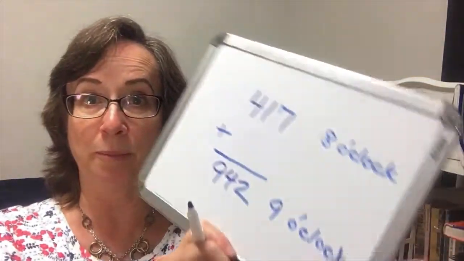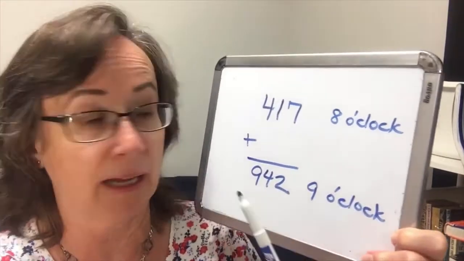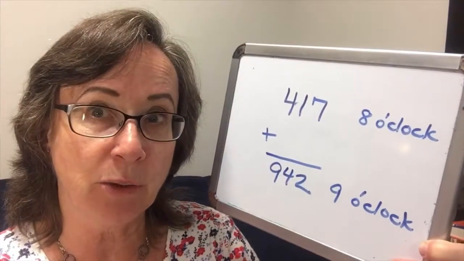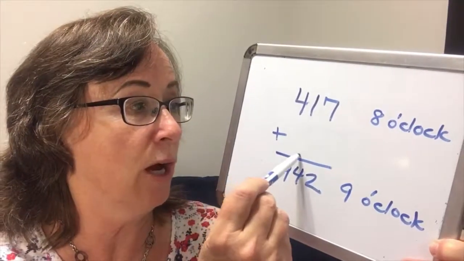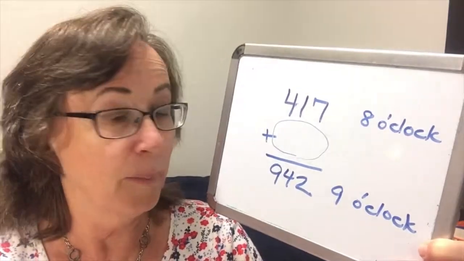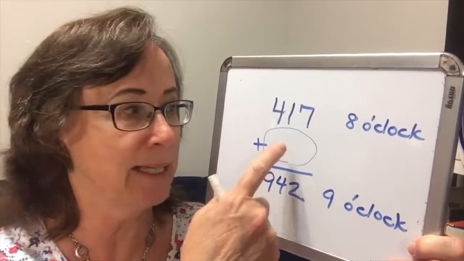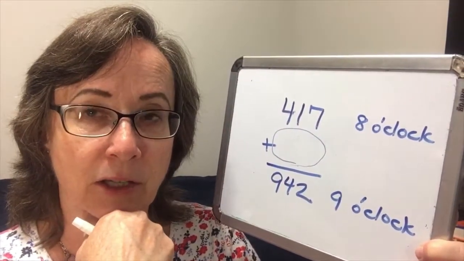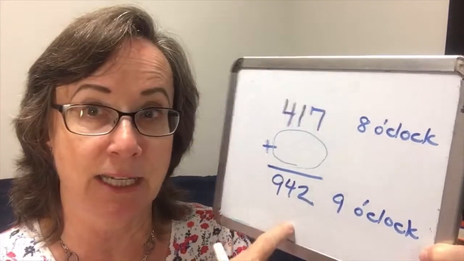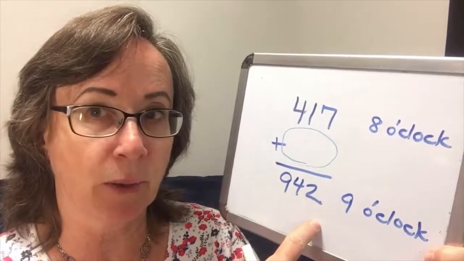Okay, so we have a storyboard here. We had 417 birds at 8 o'clock. And then by 9 o'clock, we have 942 birds. Now, we don't know how many were added here. Here's our missing number. But remember when we did our missing number section, if we had a missing number in the middle, could not we just undo the problem? Remember, this is an addition problem. 417 plus something is 942.